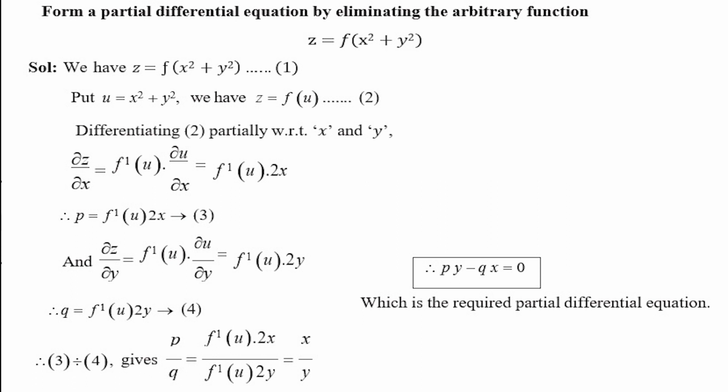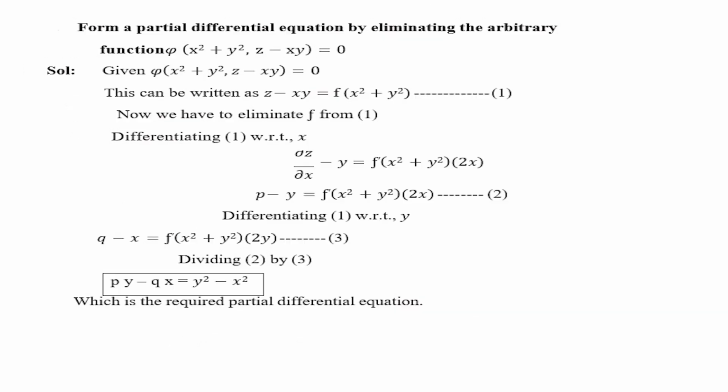Now we have to divide 3 by 4, which gives p by q equal to f dash of u into 2x divided by f dash of u into 2y. Here f dash of u into 2 gets cancelled. The remaining thing is p by q equal to x by y, and then cross multiplying, we get py minus qx equal to 0, which is the required partial differential equation.